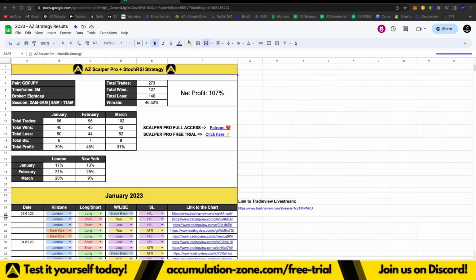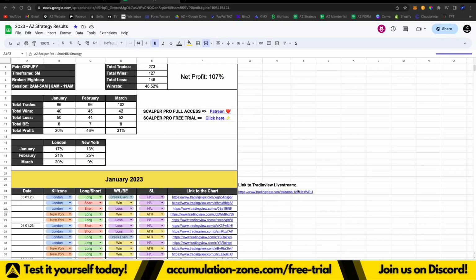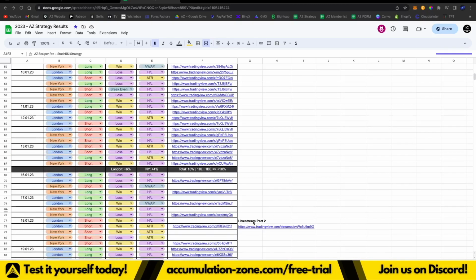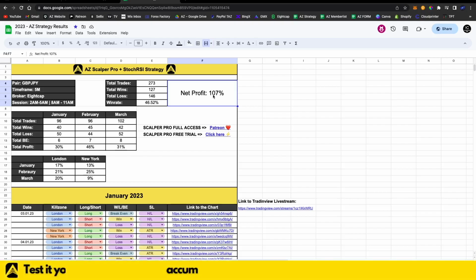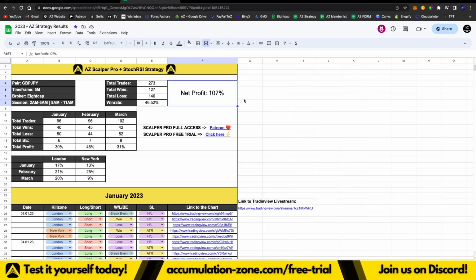Looking at our backtesting results that I've done during a live stream on TradingView, the links for that can be found on the spreadsheet right here. Here's the live stream part 2. We can see that over the first quarter of 2023, we ended up making a net profit of 107%. This is also, of course, not including spreads and commissions, depending on your broker, but those are your ideal profit results after 3 months of trading.